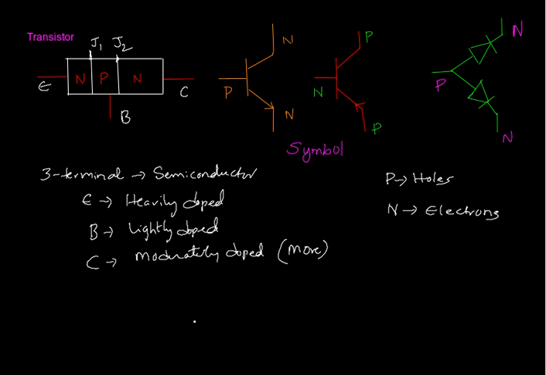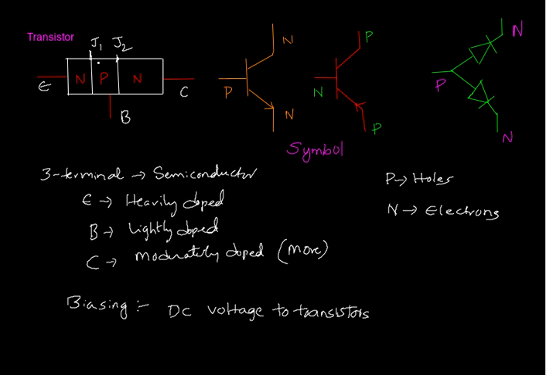In order to operate a transistor, we have to give biasing. What is biasing? Biasing is giving a DC voltage to a transistor. We give a DC voltage to the transistor to operate it, and that is called biasing.